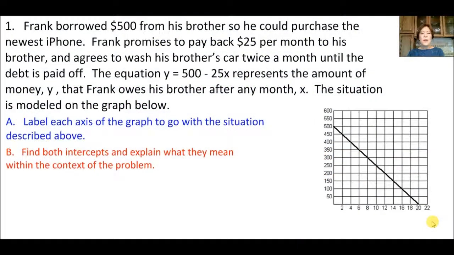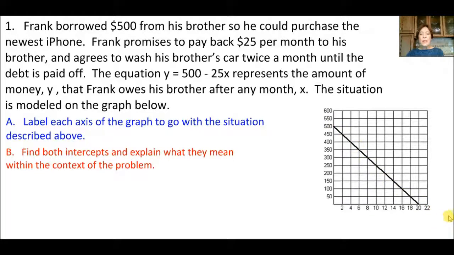So let's begin. Frank borrowed $500 from his brother so he could purchase the newest iPhone. Frank promises to pay $25 per month to his brother and agrees to wash his brother's car twice a month until the debt is paid off. The equation y equals 500 minus 25x represents the amount of money, y, that Frank owes his brother after any month x. The situation is modeled on this graph below.